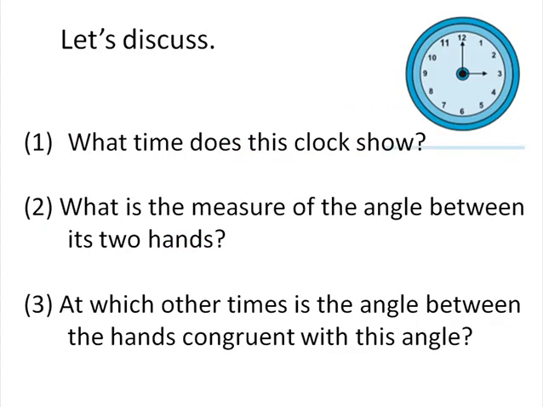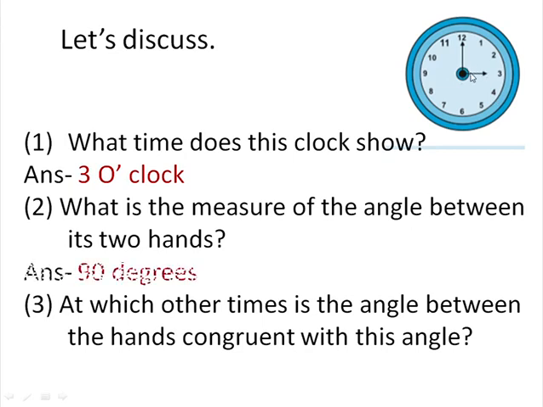Now let's discuss. All of you look at the clock. What time does this clock show? It is 3 o'clock. Now what is the measure of the angle between its two hands? That is minute hand and hour hand. The angle between these two hands is 90 degrees. So we will write here 90 degrees. At which other times is the angle between the hands congruent with this angle?